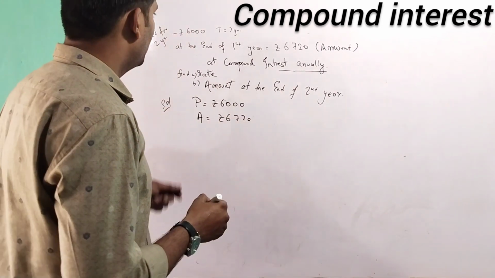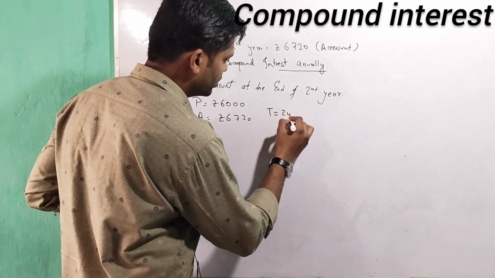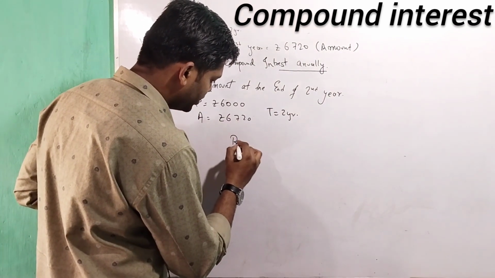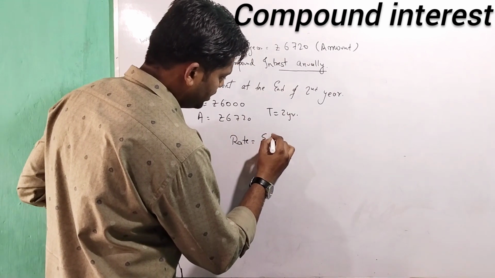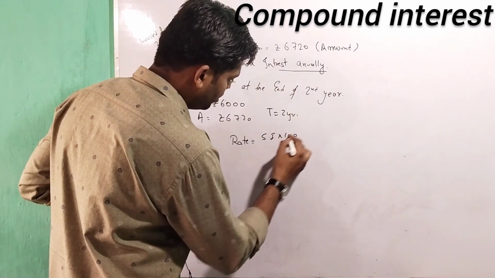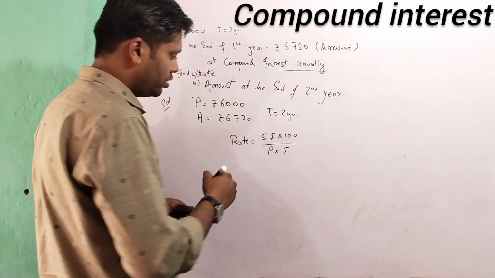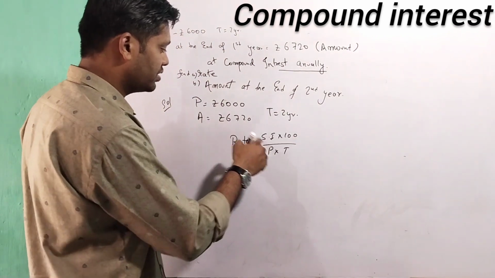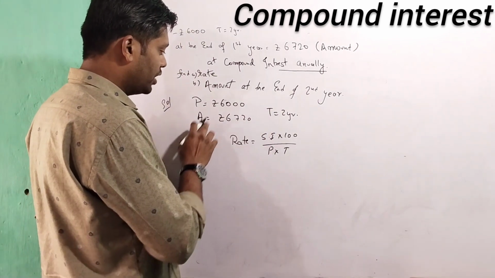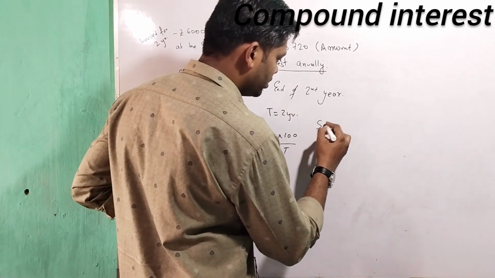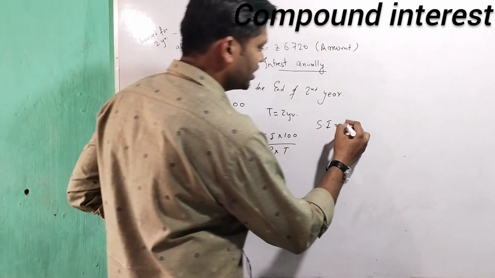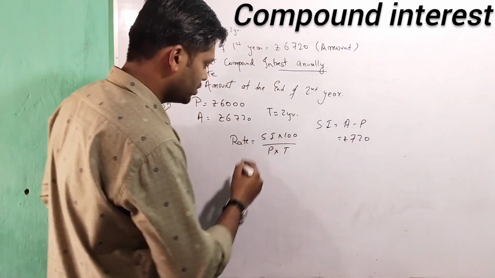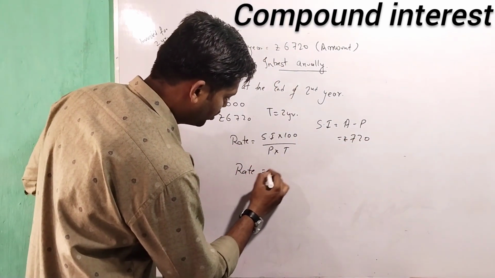And what else am I having? Time is equal to 2 years and nothing else. So how to find out the rate? The formula for rate of interest is rate is equal to SI times 100 by P into T. P I am having, T is there. What about SI? How to find out SI by using A and P? You know that one. Simple interest is equal to amount minus principal. So the answer will be 720 rupees. So use this one, when you calculate the rate, you are going to get 12%.